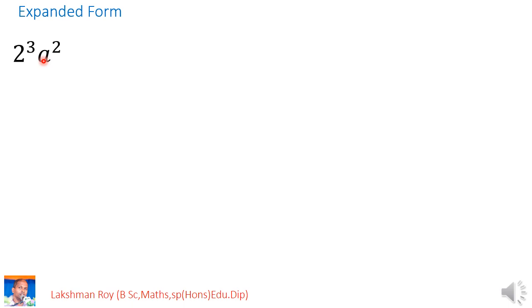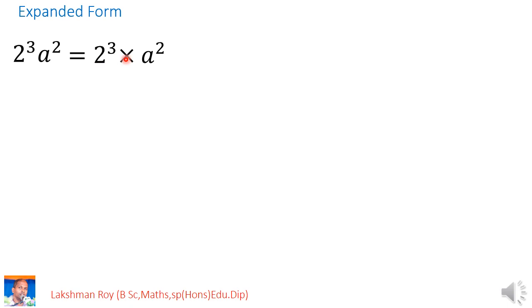First of all, what is the meaning of 2 to the power 3, a to the power 2? Here you can see there is multiplication. So it is 2 to the power 3 into a to the power 2. Between 2 to the power 3 and a to the power 2, there is a multiplication.